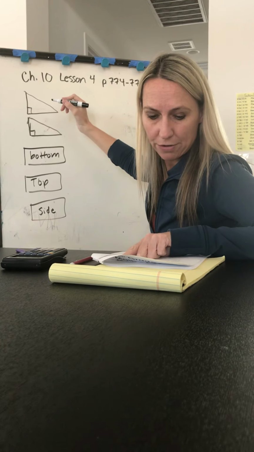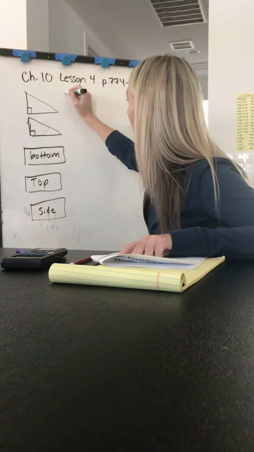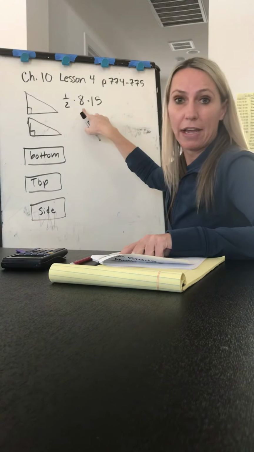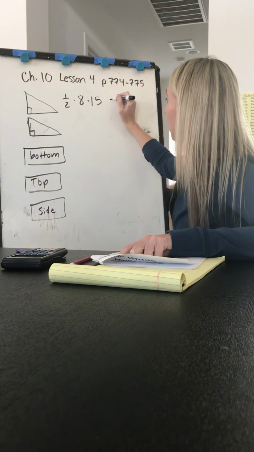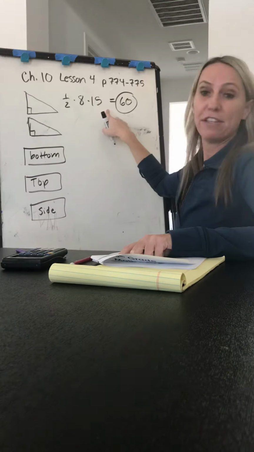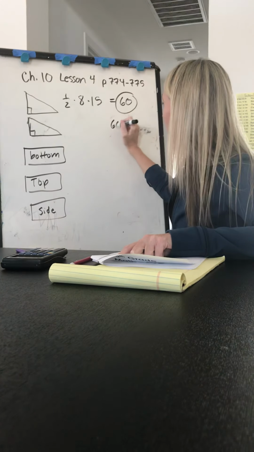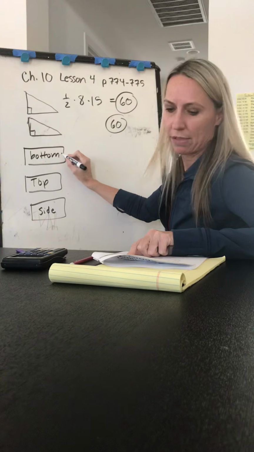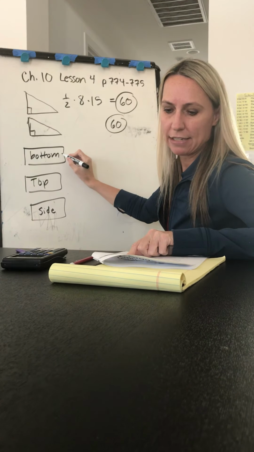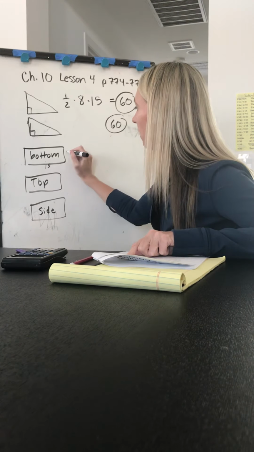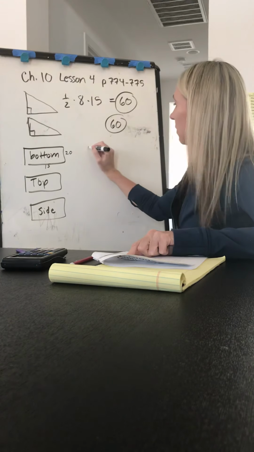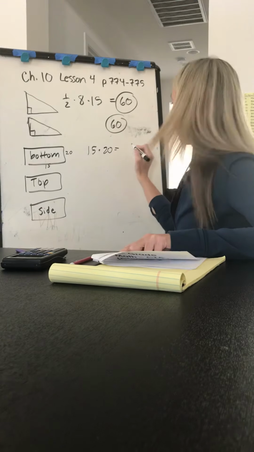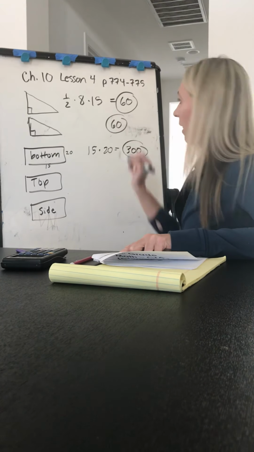Okay, so the first one, we look at the triangle. The two that meet at 90-degree angle are 8 and 15. So I'm going to have 1/2 times 8 times 15. So 1/2 of 8 is 4, and 4 times 15 is 60. And if this one's 60, this triangle is going to be 60. Then the bottom one is going to be 15 times 20, because this is 15 and this is 20. So we're going to do length times width. And 15 times 20 gives me 300. I'm going to circle that.